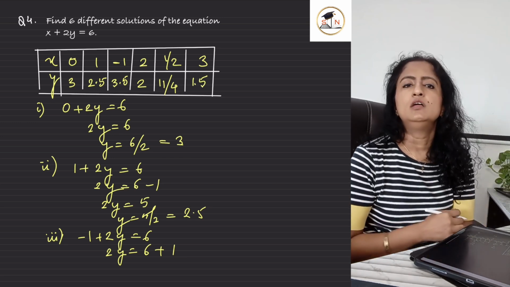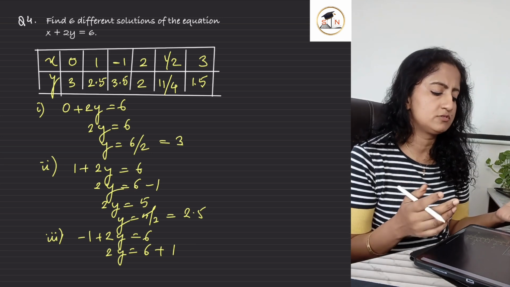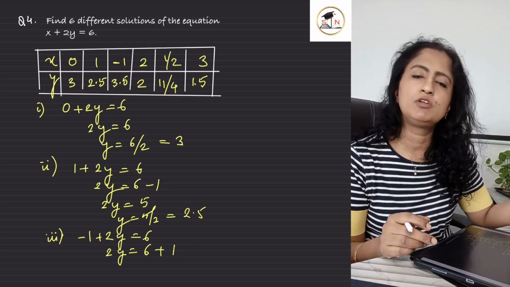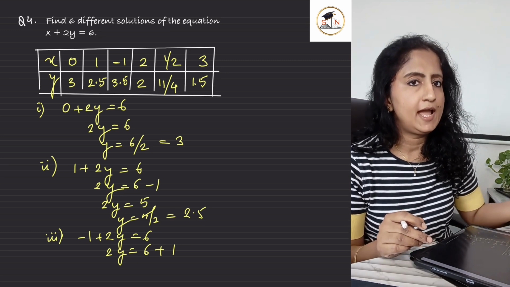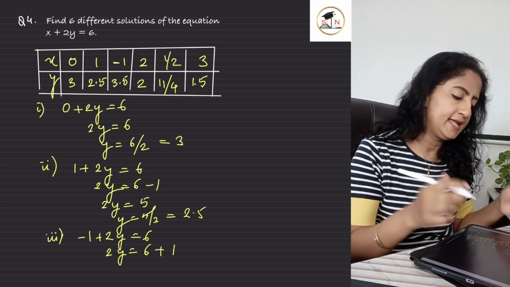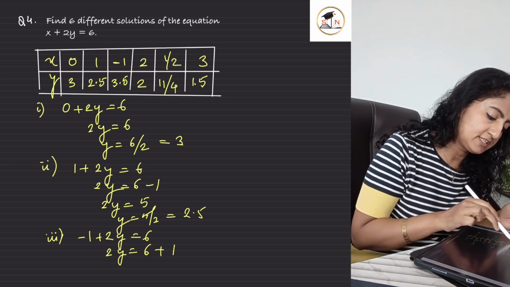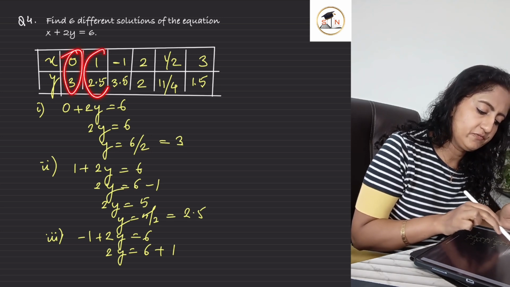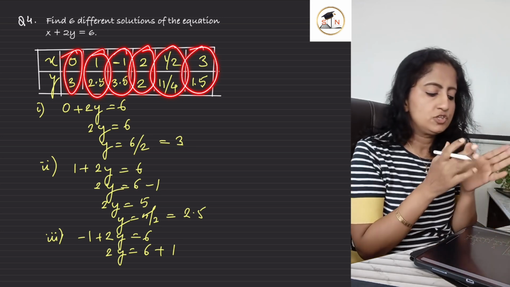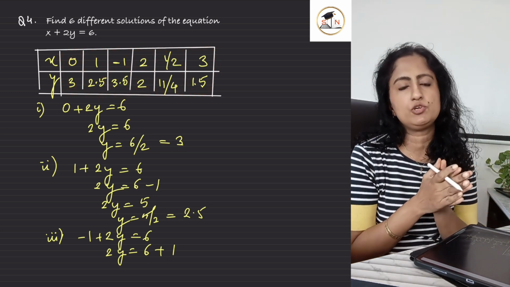Now, what I have done over here, I randomly took some values, that is 0, 1, -1, 2, half, 3 for x. And with each value, we got a corresponding value of y, and hence each of the following sets actually becomes a solution. This is one solution, second, third, fourth, fifth, and sixth. So these are 6 solutions by me for this given equation.